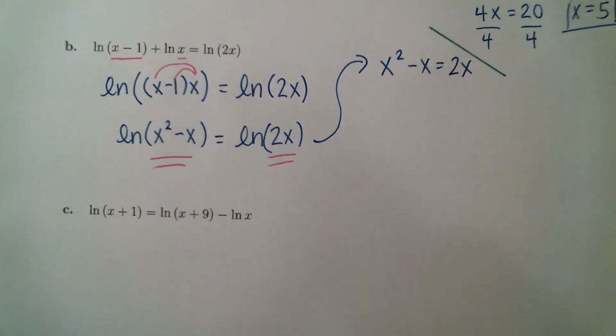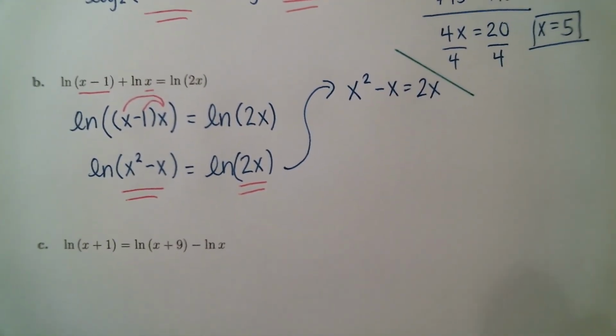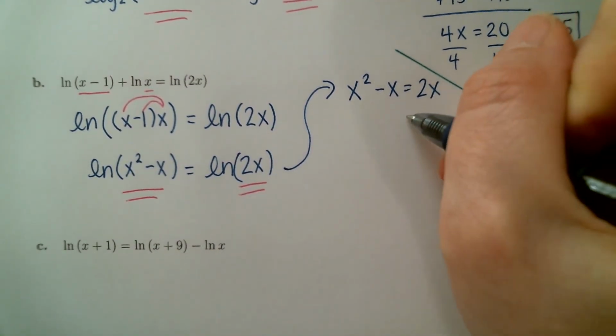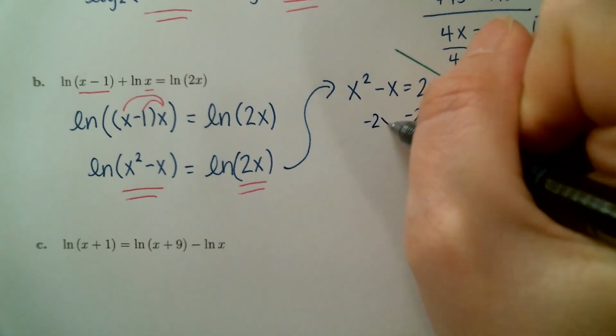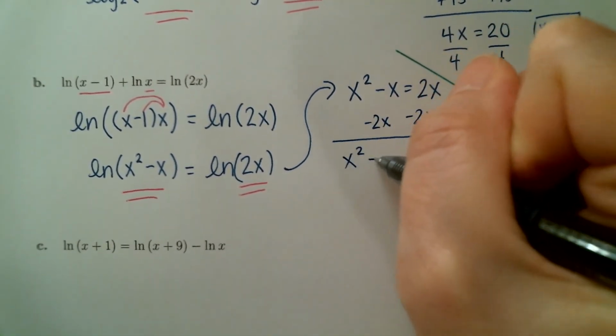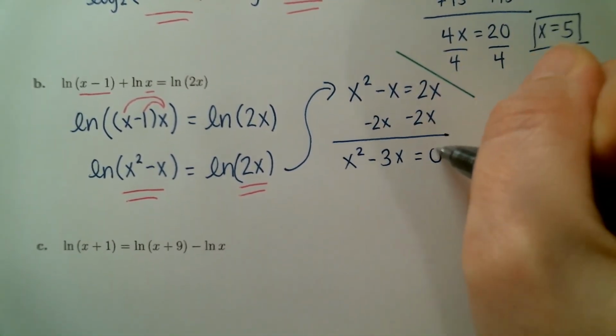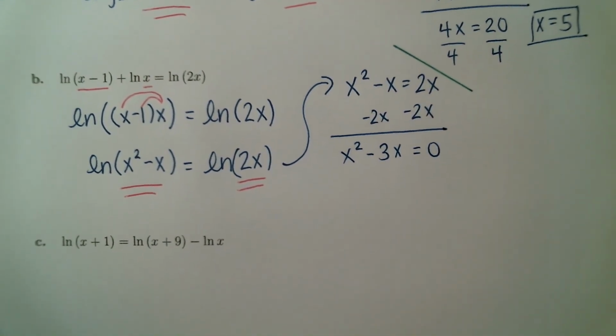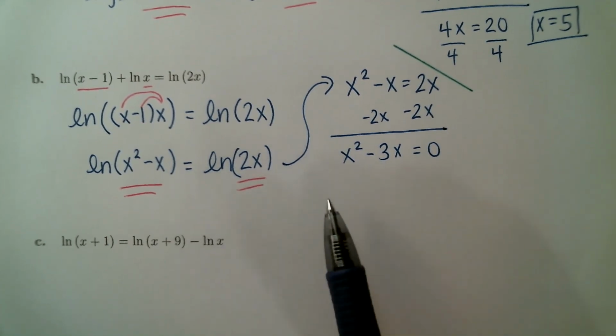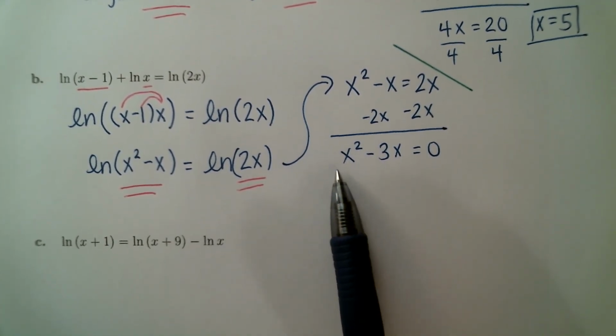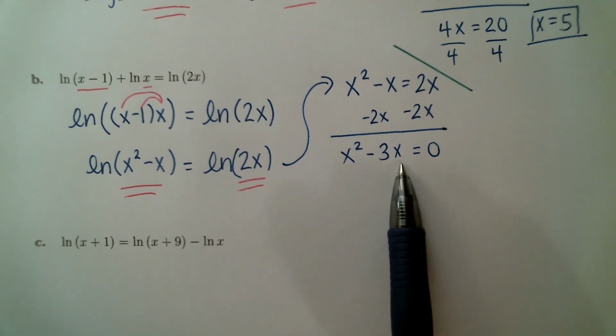All right, so now we need to solve this equation. The logarithms are gone. Look at what we're left with. The highest power of x is 2, so this is quadratic. We need to put everything on one side and make one side 0. So I'm going to move this 2x over. I'm going to get x squared minus 3x is equal to 0. We can factor the non-zero side here, or you can use the quadratic formula. If you went the quadratic formula route, a would be 1, b would be -3, and c would be 0.